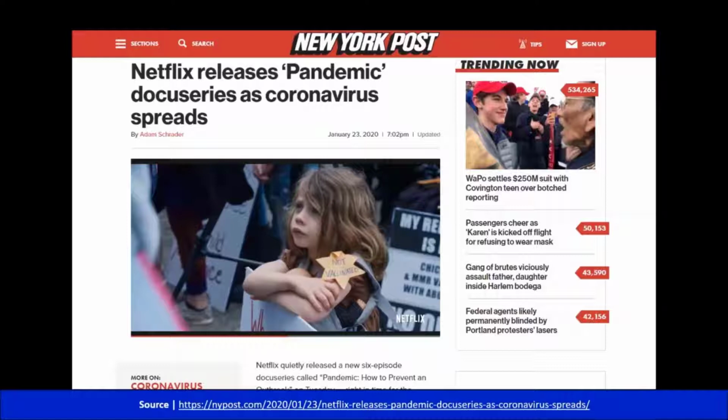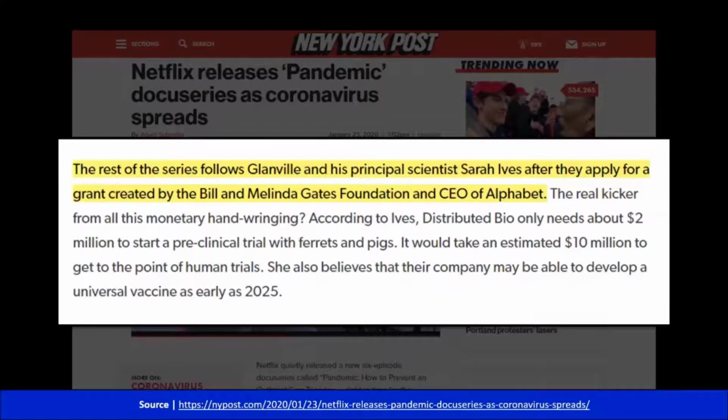And this is where I saw that upside down star in the main image. The rest of the series follows Glanville and his principal scientist, Zara Ives, after they apply for a grant created by the Bill and Melinda Gates Foundation and the CEO of Alphabet, which is Google. So again, here's more attention to Bill Gates. He's going to save the world by giving some of his money to all these different drug manufacturers to make the vaccine. It's like they're trying to program you to take something that is going to be made, like I said, the quickest vaccine ever.